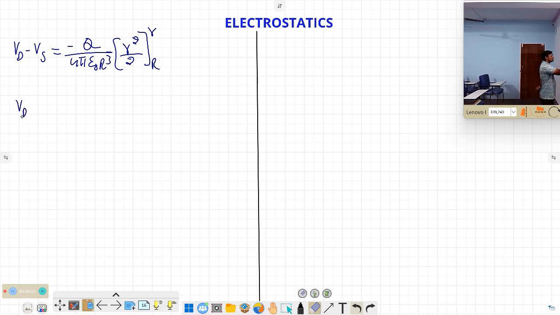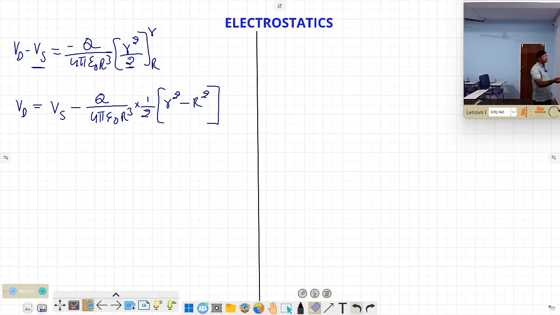Vd is equal to, we need the potential at point D, minus Vs. If you move it to that side it becomes plus Vs. So Vs minus the remaining, I can write as q by 4 pi epsilon naught r cube into, this 2 I can also take outside, that is 1 by 2, and the remaining, if you apply the limits, is small r square minus capital R square.